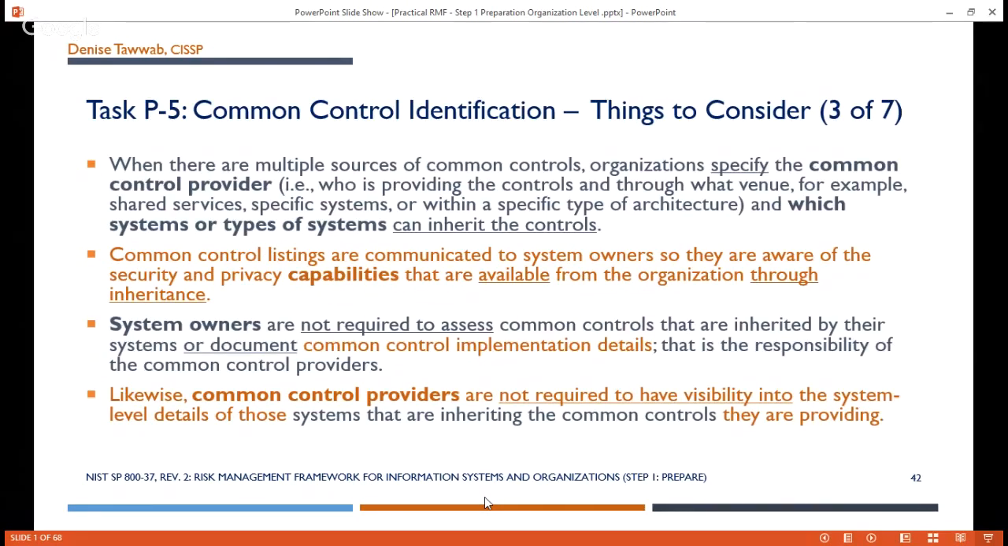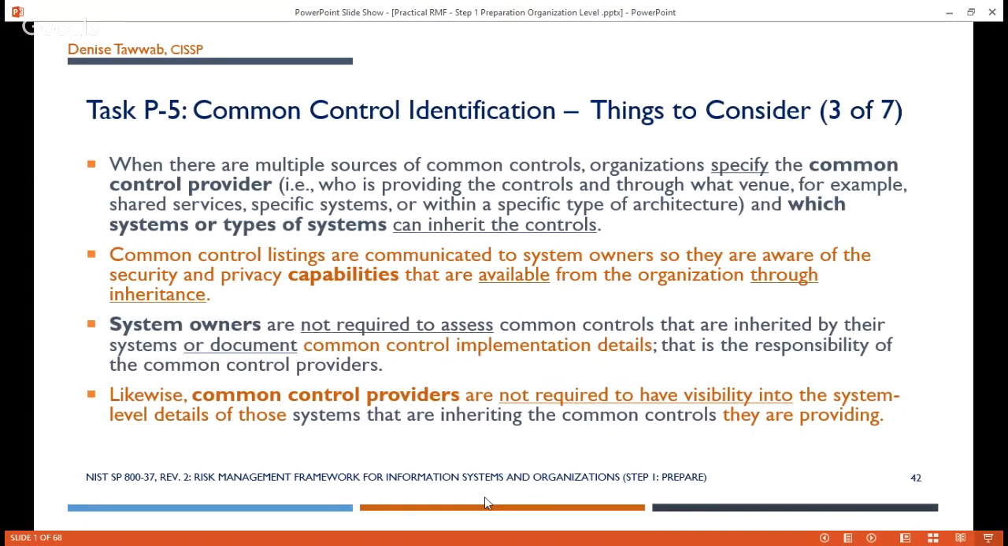When there are multiple sources of common controls, you specify the common control provider, that is, who is providing the controls and through what venue, for example, shared services, specific systems, or within a specific type of architecture, and also which systems or types of systems can inherit those controls. Common control listings are communicated to system owners so that they are aware of the security and privacy capabilities that are available from the organization through inheritance.